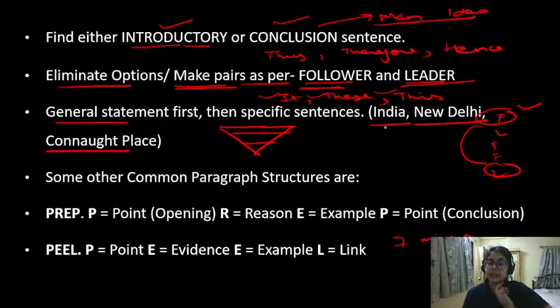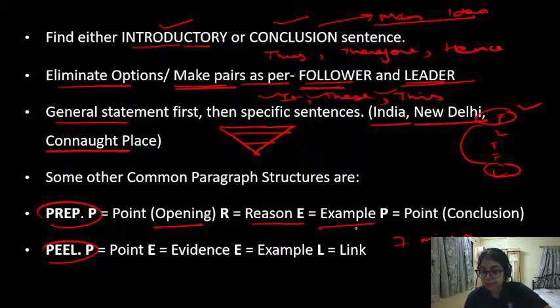Then some other paragraph structures. Besides the inverted triangle, some other paragraph structures are PREP and PEEL. What is PREP? Opening point, reason for the opening point, example, and concluding point. You can definitely be given a paragraph in this format. Okay, if there's an example, it should precede a theory it's trying to prove, and the theory has to be introduced. And then at last you might be concluding. I will come to the chat, I see a couple of queries. I'll just briefly explain this theory because this is very significant, and then we'll discuss your queries.